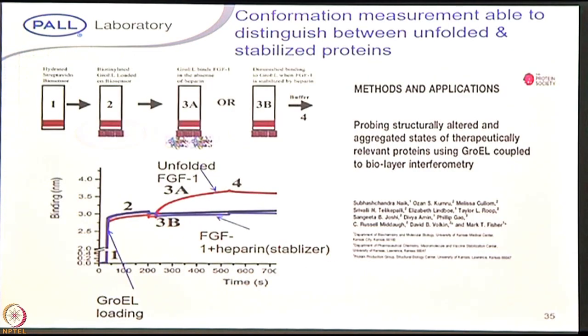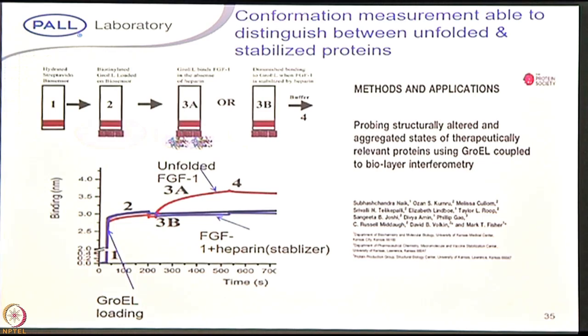One more example I am showing here is the folding and unfolding patterns of proteins. In this example, the biotinylated GroEL is immobilized on the sensor surface. The unfolded protein will bind, and then you can see the response. The folded protein will not bind. So using the chaperone model, you can screen whether the proteins are in folded or unfolded patterns.